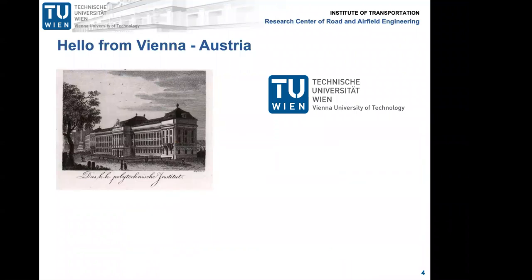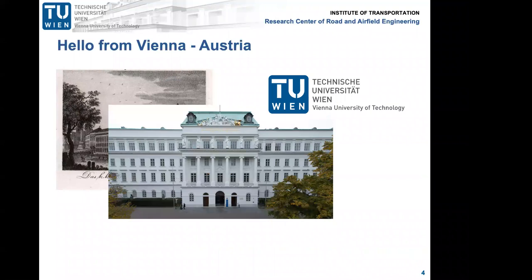Actually, it is the oldest. Our university has a very long tradition. It's the oldest German-speaking technical university. We called it then Polytechnicum. So a very long tradition, and this is the historical building like it looks nowadays. And today the Technical University is the largest technical university in German-speaking countries. We have about 30,000 students enrolled. We host 8 faculties, and one of these faculties is the Faculty of Civil Engineering.